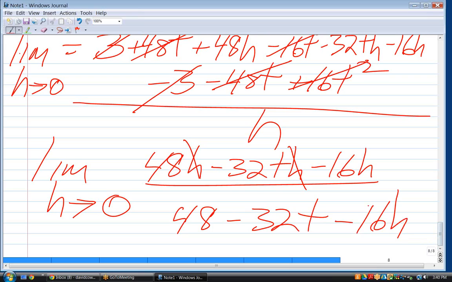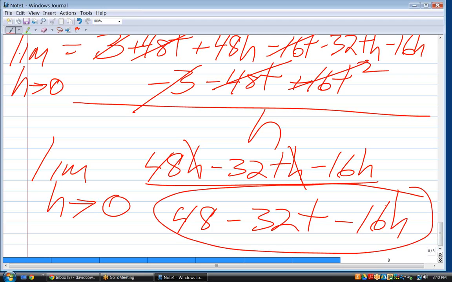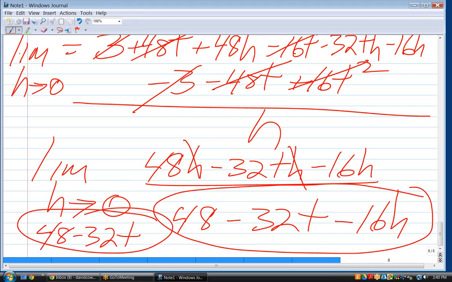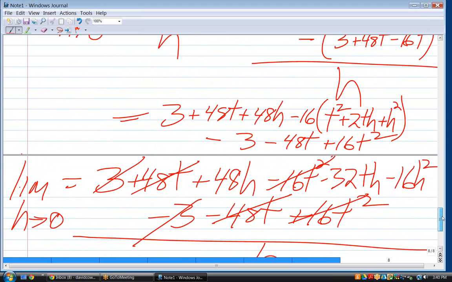What is the limit of this expression as h goes to 0? Well, what happens? Let h go to 0 in this thing. What do you have left? Oh, 48 minus 32t. There's your answer. And they wanted what it was when t was what number?